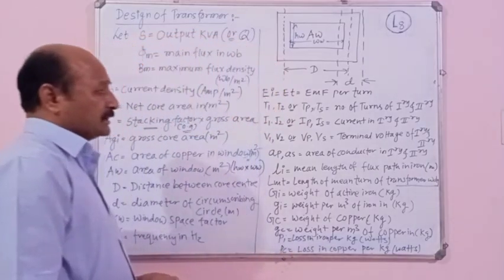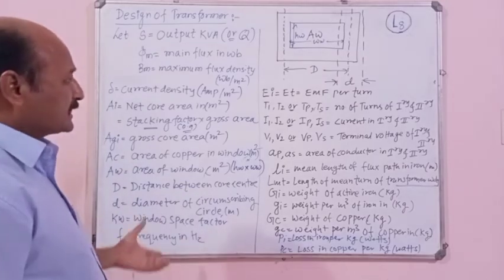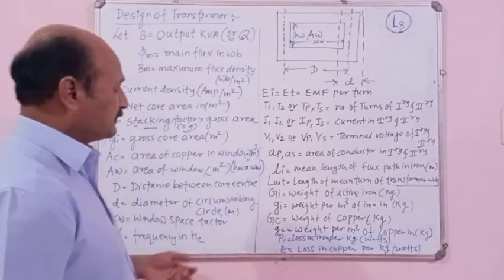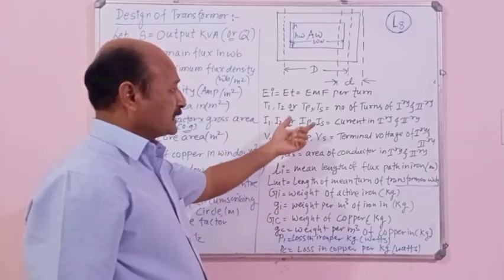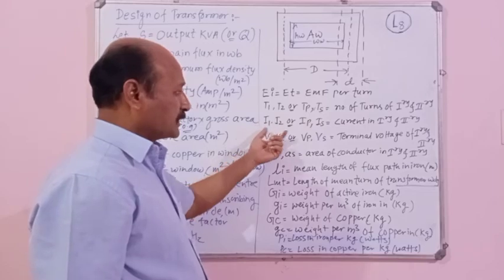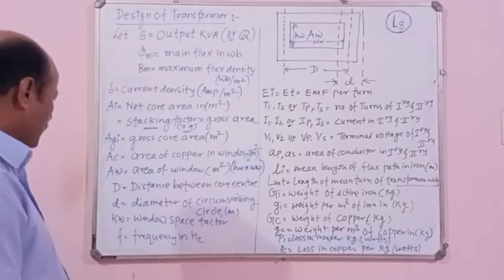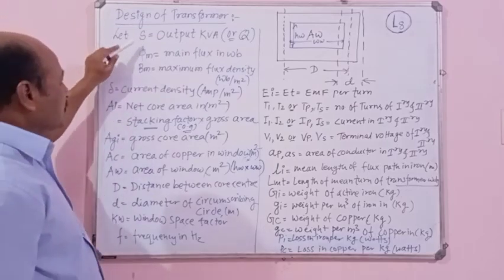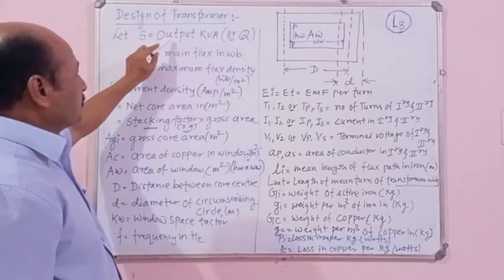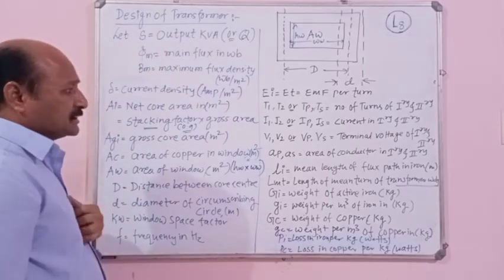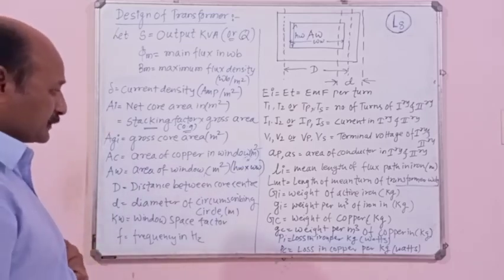So in this way, these abbreviations are very important. These abbreviations are very standard, but sometimes there will be some deviation. Sometimes T1, T2 will be the primary and secondary turns, and sometimes Tp, Ts, or I1, I2, Ip, Is, V1, V2, Vp, Vs, or some changes in the S. Sometimes there will be S, that is the output kVA, and sometimes output kVA equals Q. So these abbreviations are very important while designing the transformer.